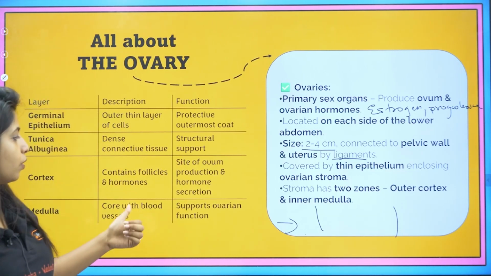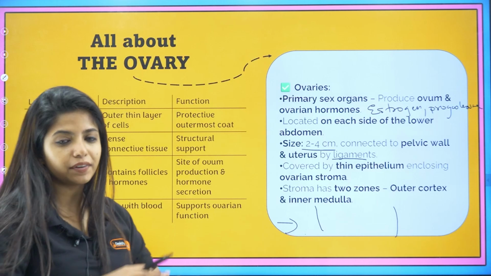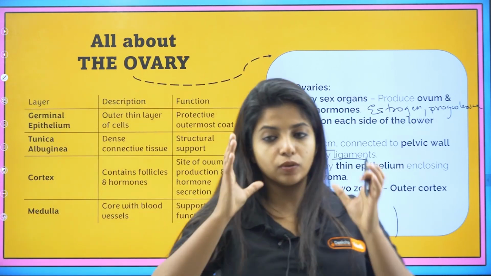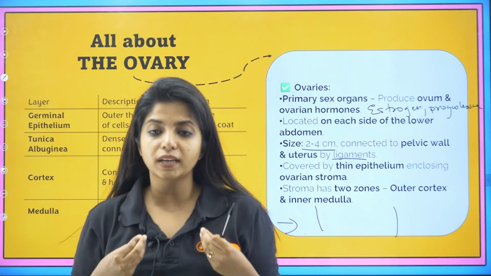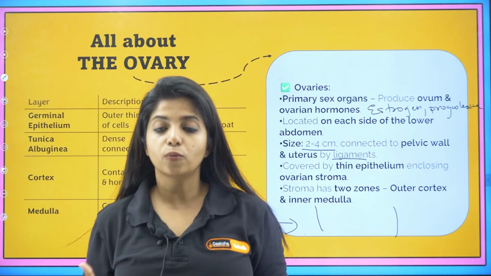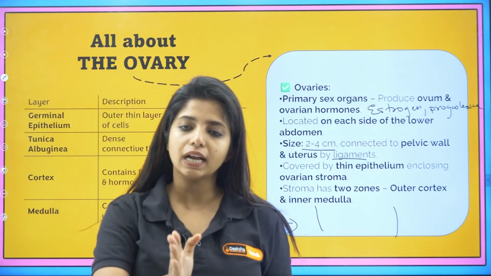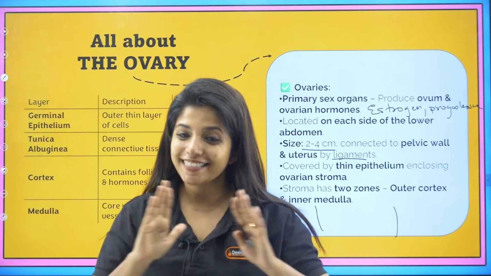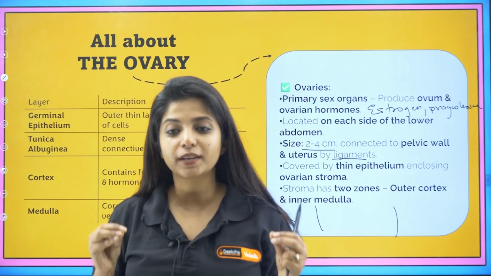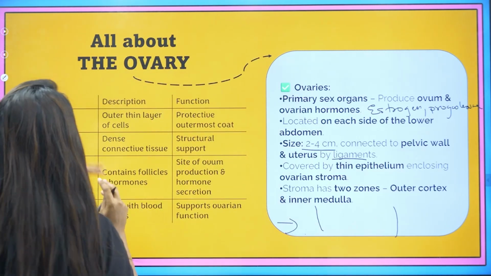The medulla is the core with blood vessels, so it supports ovarian function by transportation of things. Every body part needs oxygen, so who provides it? The blood vessels. There should be a place for the blood vessels to travel through, and that is the medulla. I hope this is clear to you. So this is the primary sex organ in the case of females.